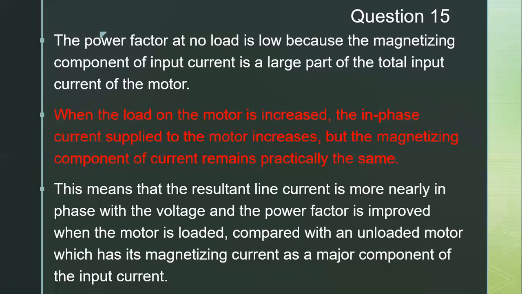In the unloaded condition, there is only the magnetization current. The magnetization current will not be in phase with the voltage. It lags the voltage, so the angle will be very high. So phi will be very high, and cos phi will be very low. Cos phi means power factor will be low. So when you are loading, the total current, magnetization current plus the load current, will be more nearly in phase with the voltage. So the angle will be decreased, cos phi will be increased, then the power factor will be increased.